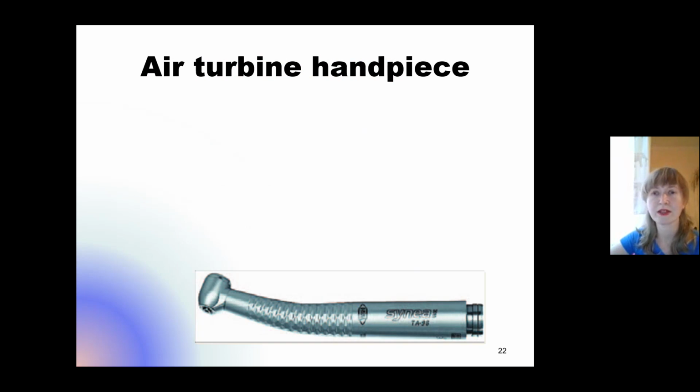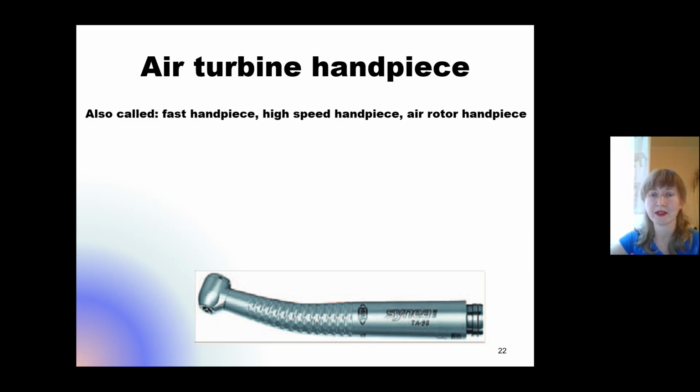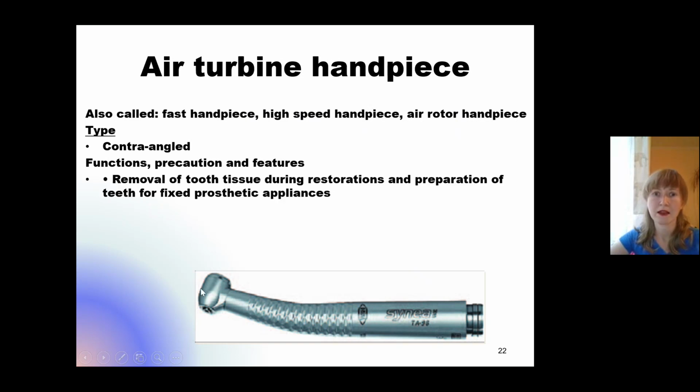The first one, the most widely used, is the air turbine handpiece. It is also called fast handpiece, high-speed handpiece, air rotor handpiece. All of that are synonyms and can be used synonymously, one instead of another. Types are contra-angled, as this one, and the function of the contra-angle air turbine handpiece or high-speed handpiece is to remove tooth tissue during restorations and preparation of teeth for fixed prosthetic appliances. So cavity preparation, that is the task of this instrument.